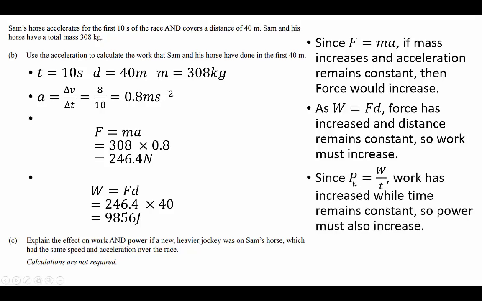Now the other formula that we're going to use in the front of the booklet is power equals work done divided by time, and as we found out from here, the work done has increased. The speed and acceleration over the race are the same, and so the time remains constant, and if the number on top of a fraction, the numerator, increases and this one stays the same, then the power must also increase.